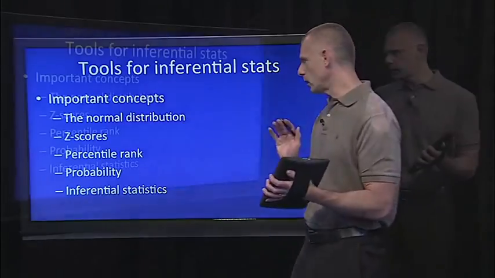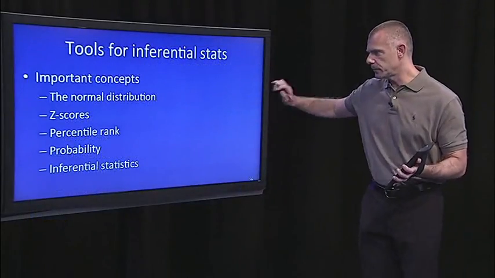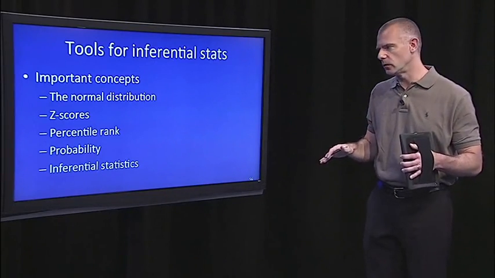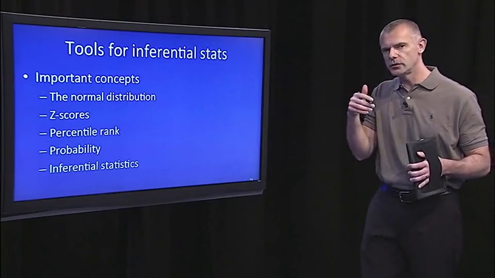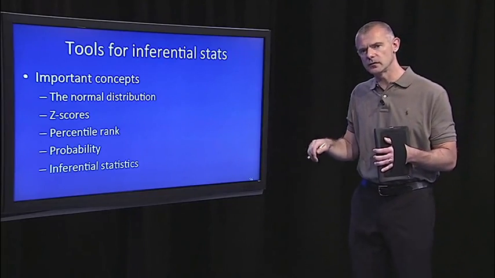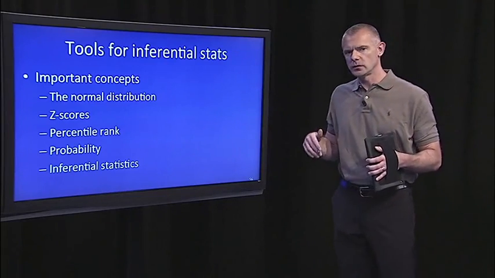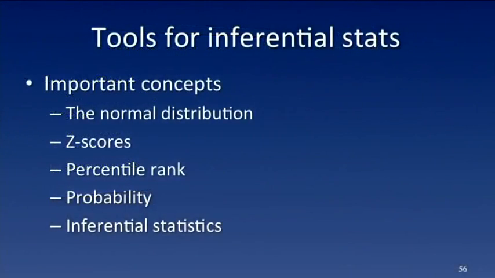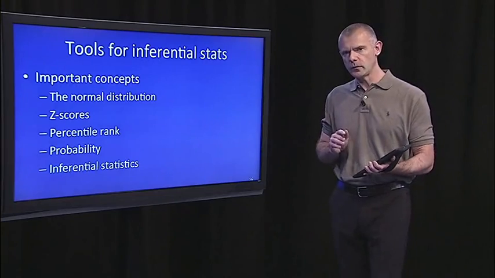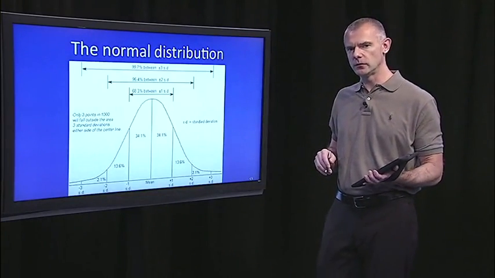So the most important concepts in this segment are, again, to think about the normal distribution and the properties of the normal distribution. I'll introduce a new concept, the z-score, and a z-distribution. I'll also talk about percentile rank. We'll cover a little bit of probability, just very, very basic probability, and that'll prepare us for inferential statistics. So first, let's revisit this normal distribution.